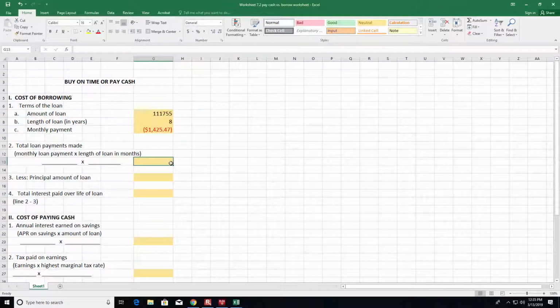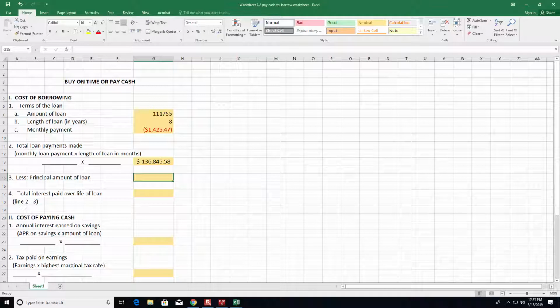Total loan payments made, and I give you the formula right here. And on the exam, by the way, I'll give you the worksheet. You're not going to have to remember the worksheet. Equals monthly loan payment times how many payments you made. Here's my loan payment. How many times did I do that? 96 times. And then if you want to convert it to a dollar, you just go up here and click on the dollar.